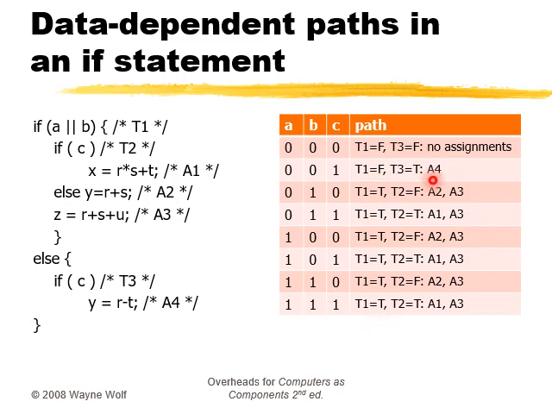So we can have only these 4 possible paths. Either we can have assignment 4, or assignment 2 and 3, or assignment 1 and 3, or no assignment. So these correspond to the possible paths through the nested if. The table adds value by telling us which variable values exercise each of these paths.